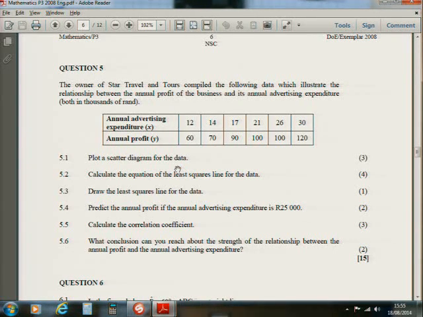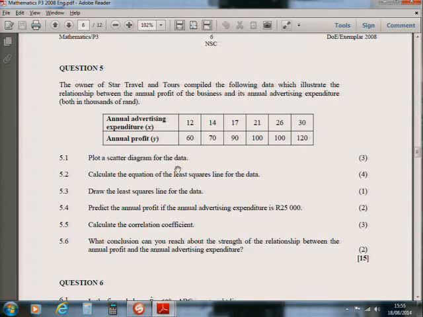21 is 100 rand. 26 is 100 as well. When you spend 26 rand, you also again get 100. Good. And then 30 is 120. 30 is 120. Good. There we are.